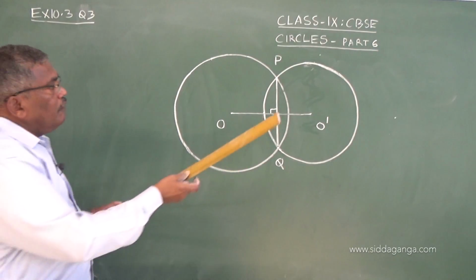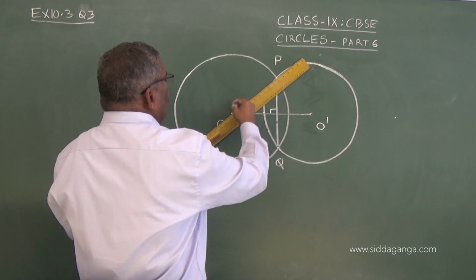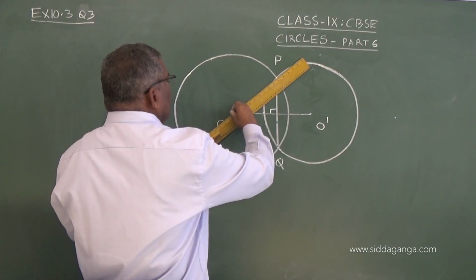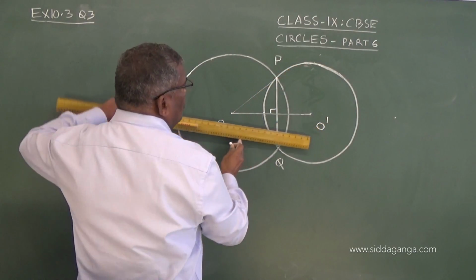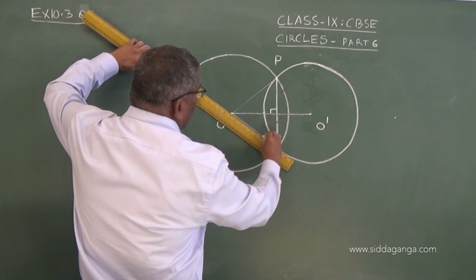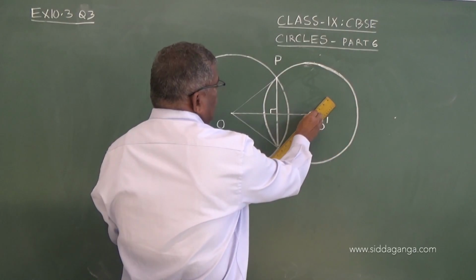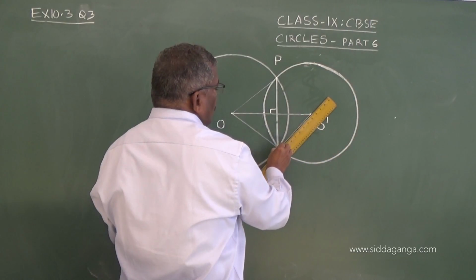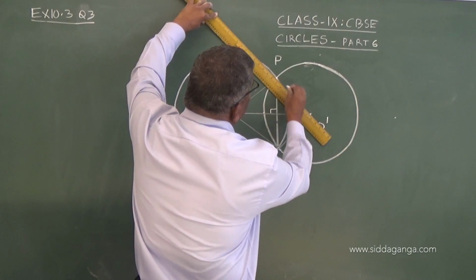Now for the purpose of proving, let us join PO and OQ, and QO dash, and finally PO dash.